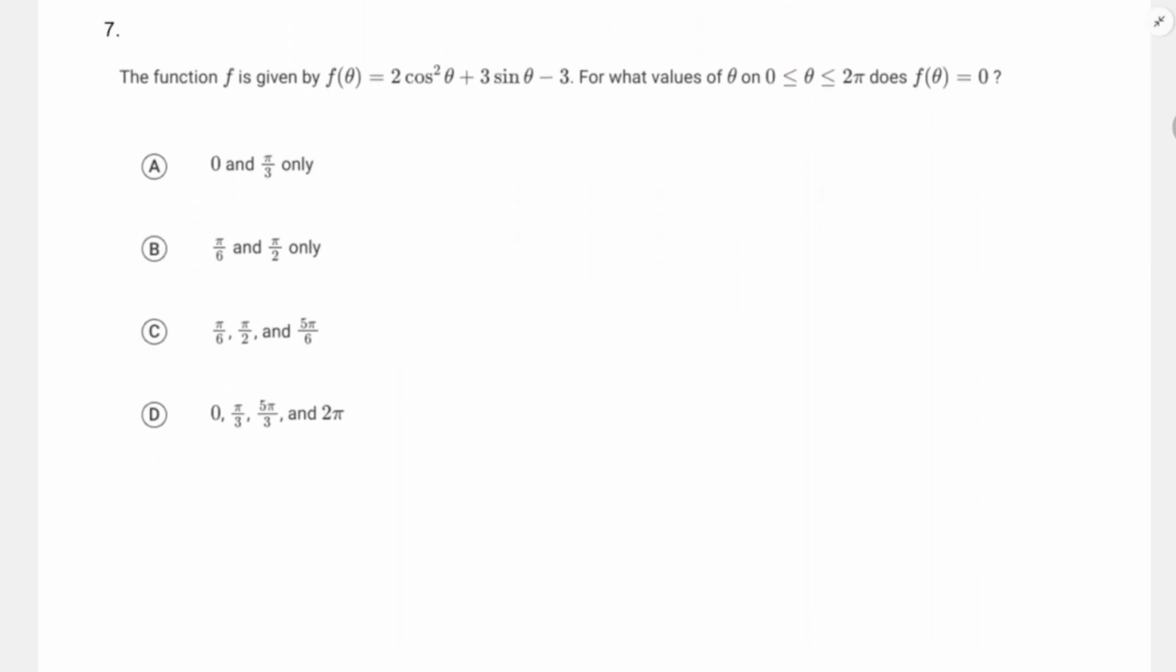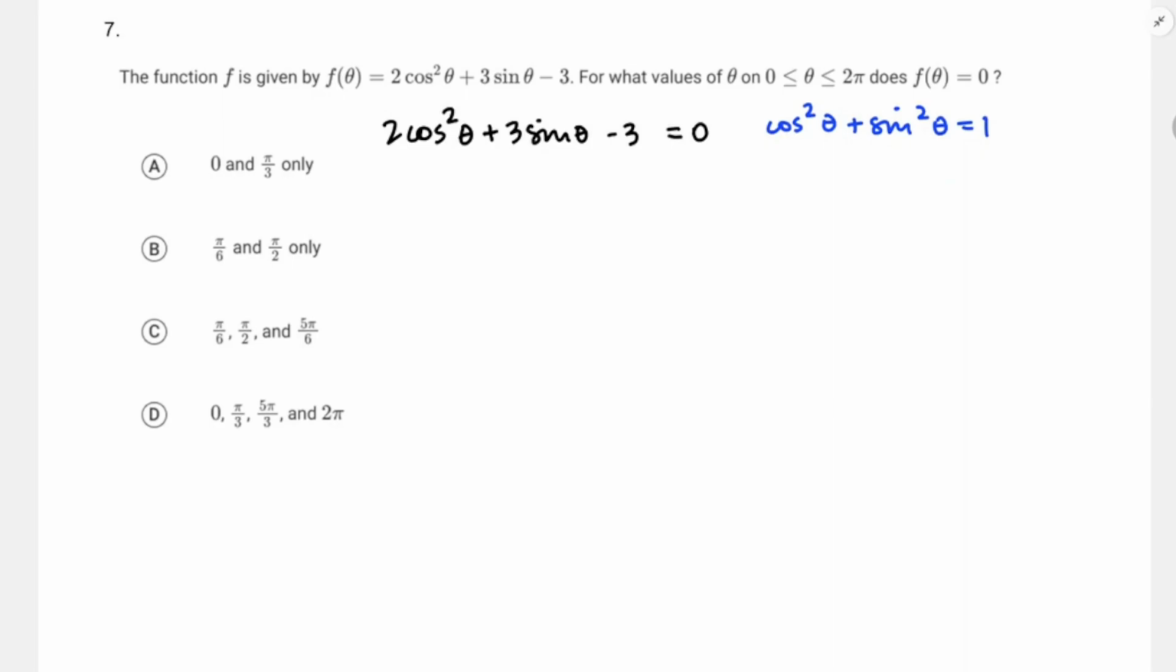Okay, number 7 has got an equation. Just find the zeros. So this is a pretty typical equation for us to solve in this unit. We're going to have to apply a Pythagorean identity because in my original equation, I've got f of theta equals 0. So 2 cosine squared theta plus 3 sine theta minus 3, that needs to equal 0. Okay, but I've got the cosine and the sine, so I need to substitute on one of those.